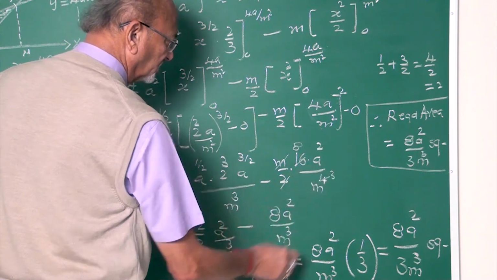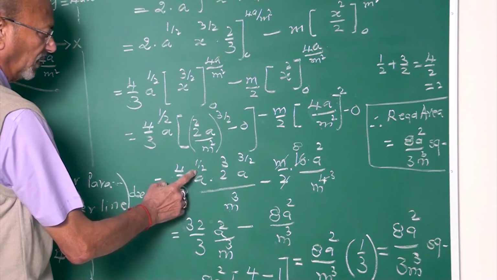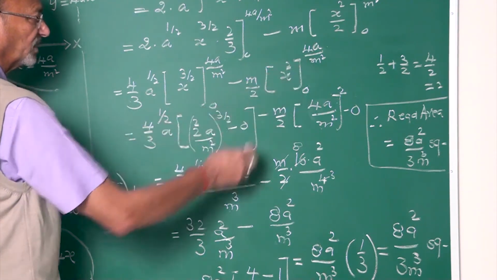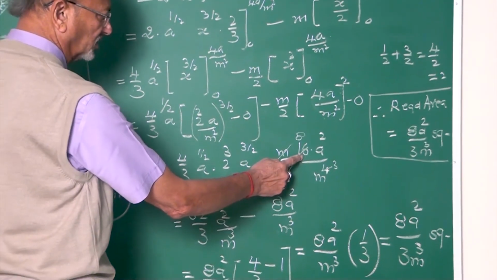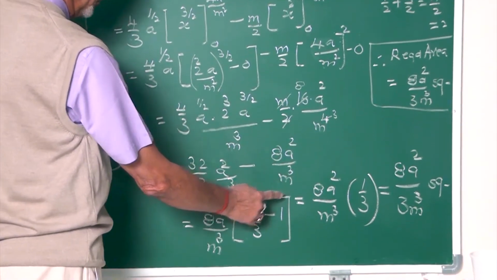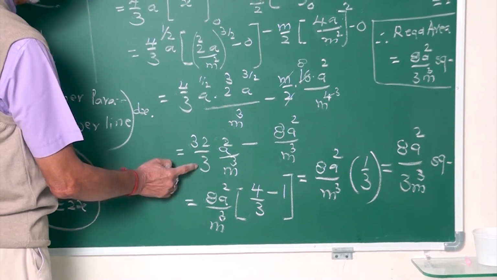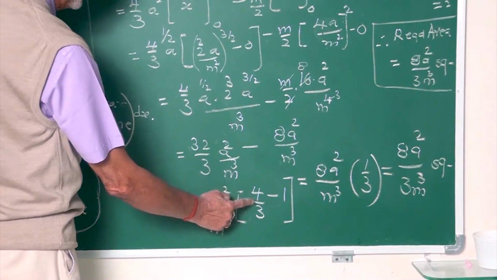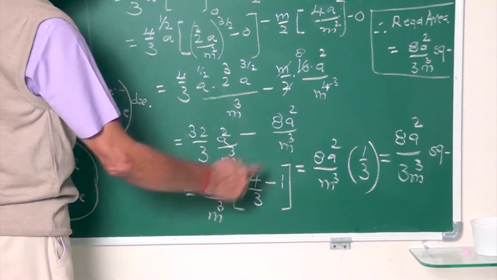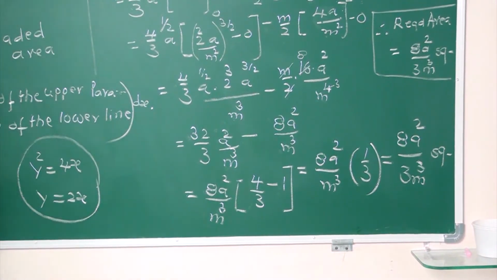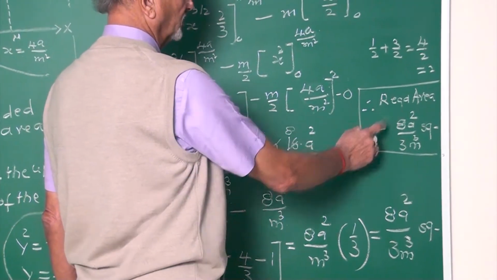Remains here 3, 3, 4 into 8, 32 upon 3, 1 by 2 plus 3 by 2, simplified there, 4 by 2 is 2, down is m cube, minus 8 a square upon m cube. This 8 a square upon m cube is common, 4 by 3 minus 1, which is 1 by 3, 4 minus 3 is 1, 1 by 3. It is 8 a square upon 3 m cube, which will be the required area, my friends.